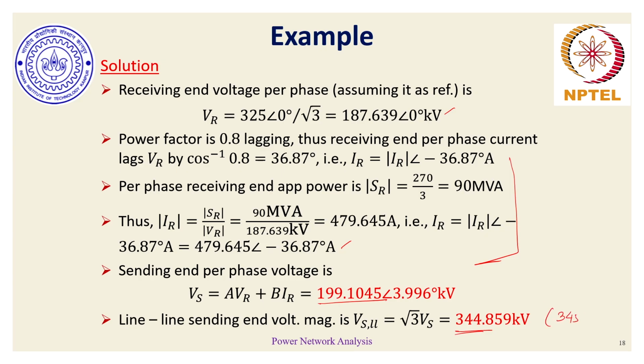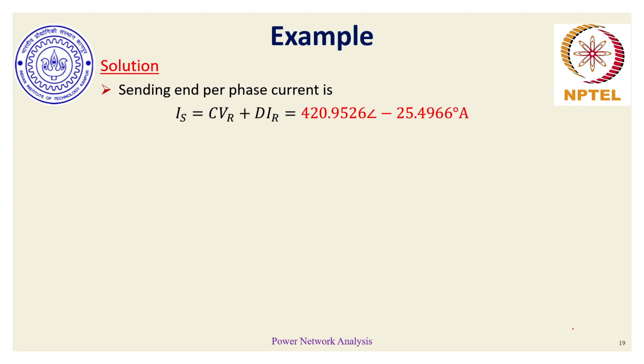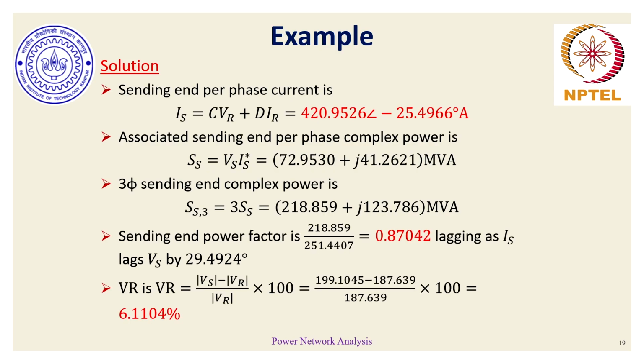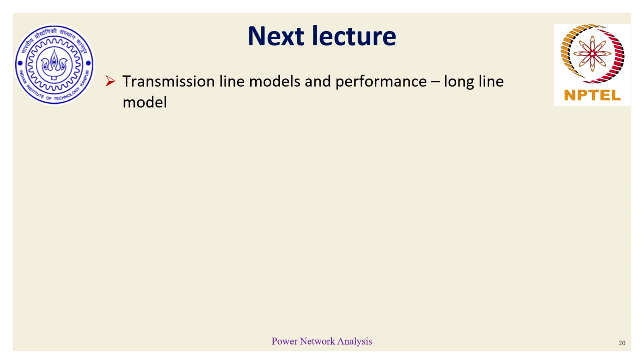Earlier we had 345 kV as the value. The sending end voltages are still more or less the same. The sending end currents have changed, and the power factor has also improved, because the differences have gone up in the nominal T model. The voltage regulation is also more or less similar. Earlier it was 6.155%. The values marked in red are not very different from the nominal pi model. That's the bottom line.